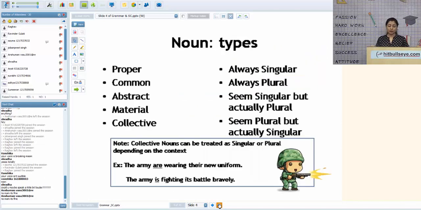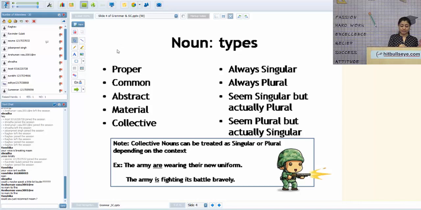So the types of noun, we've all heard about the 5 types of noun. Let's quickly revise them, or learn about them for those of you who don't remember or are unable to recall them. Proper noun, common noun, abstract noun, material noun and collective noun. Now what are these? We just talked about that noun is the name of a person, place, animal or thing. So if I say the person is Ram, the place is London, and the animal I say is the white tiger.